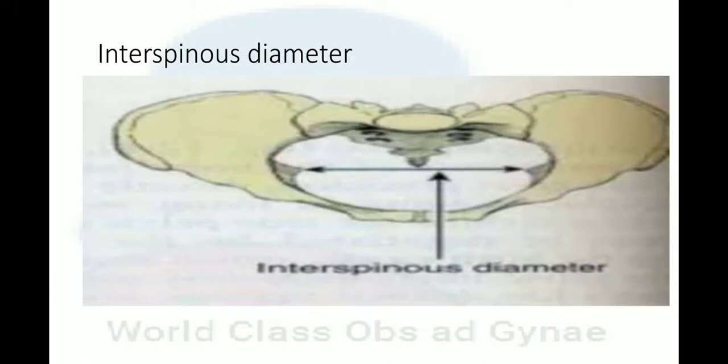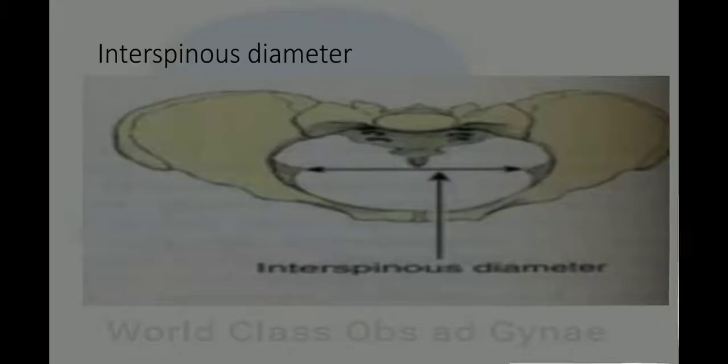Next comes the interspinous distance. After this, I will assess the interspinous distance by attempting to touch both ischial spines simultaneously with the index and middle fingers. Normally, both ischial spines cannot be palpated simultaneously, even when the index and middle fingers are stretched to their maximum. If both spines can be palpated simultaneously, it indicates that the interspinous diameter is less than 9 centimeters.